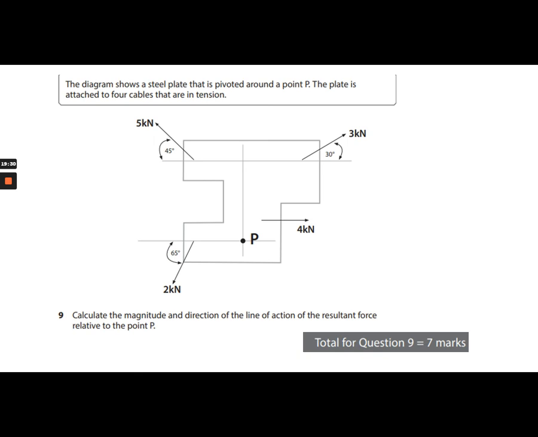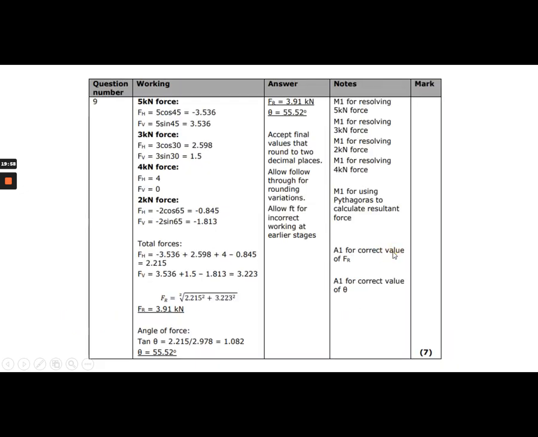Sorry. To do vertical, what is it? 3 sine 30. 4 doesn't have any vertical. And 5 sine 45. There you're up, and your down is 2 sine 65. Take your down from your up, and you've got your final vertical. So you've got your vertical, which would be up. You've got your horizontal, which is, I'm guessing, to the right, and then you just need to figure out what the resultant force of that is. Here's your mark scheme, but again, tricky to follow. They deal with horizontal and vertical of each force before they move on to the next force.